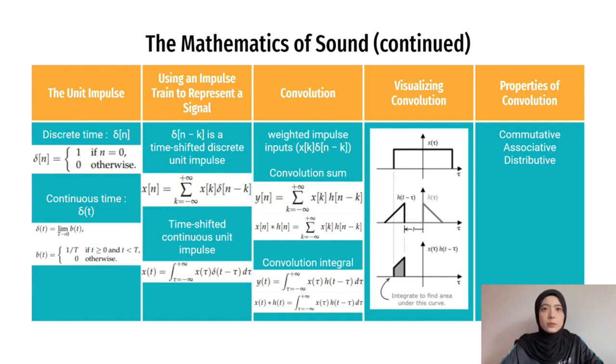There are four steps, which are plot x of tau. This symbol means the variable. Then plot h of t minus tau, multiply the two signals across the tau axis, and integrate from negative infinity to positive infinity along the tau axis to find the area under the curve.